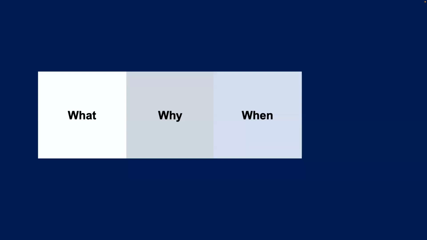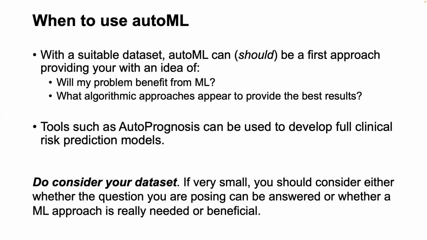Now, when might you use this? Well, with a suitable data set, I think it can be argued that automated machine learning should perhaps be the first approach. The reason is that you will then very quickly know whether or not, especially with a package like AutoPrognosis, which will essentially iterate through lots of different models and lots of different pipelines, build these out for you, and work out whether there are actual advantages to using machine learning in your problem. There may not be. It can also give you a head start in working out what algorithmic approaches appear to provide the best results. So even if you decide you didn't want to use the automated machine learning software to build the production-ready model, this gives you a way of iteratively trying lots of different approaches in a robust manner before then selecting how you want to take it forwards.